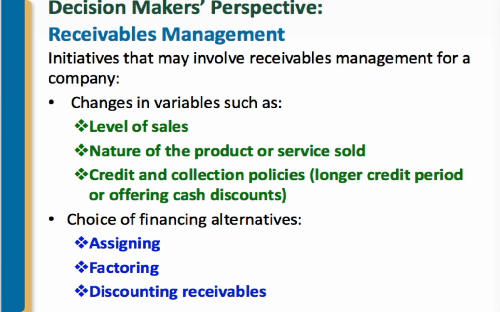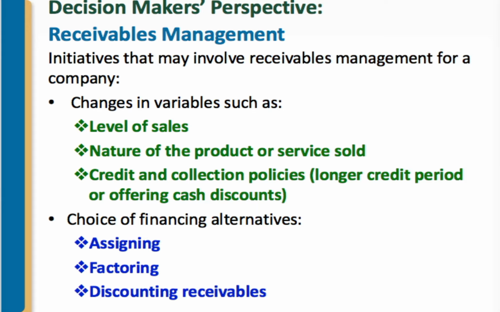A company's investment in receivables is influenced by several variables, including level of sales, nature of the product or service sold, and credit and collection policies. These variables are, of course, related. For example, a change in credit policies could affect sales. In fact, more liberal credit policies, allowing customers a longer time to pay or offering cash discounts for early payment, often are initiated with the specific objective of increasing sales volume.